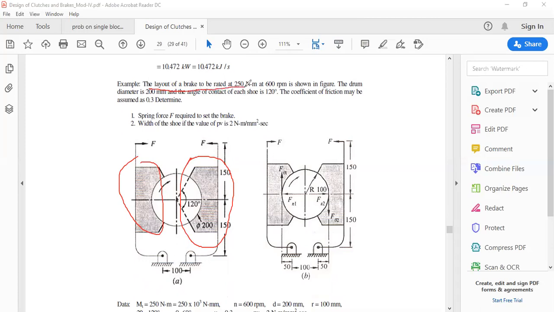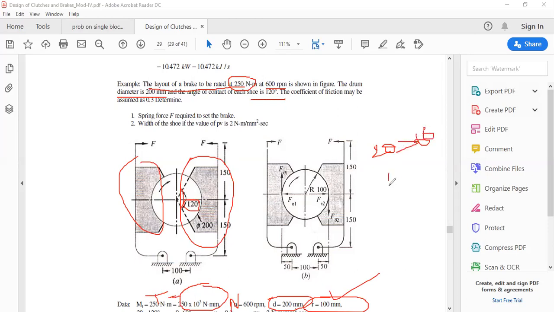Say the layout of the brake drum is given and it is used to transmit a torque of 250 Newton mm, that is 250 into 10 raised to 3. This is the value of torque, and it is rotating at an RPM of 600, so this is capital N as shown in the figure. The brake drum is 200 mm diameter, so R is equal to 100 mm, and the angle of contact is 120 degrees. This is 2 theta, so 2 theta is equal to 120 degrees, which is greater than 60 degrees.